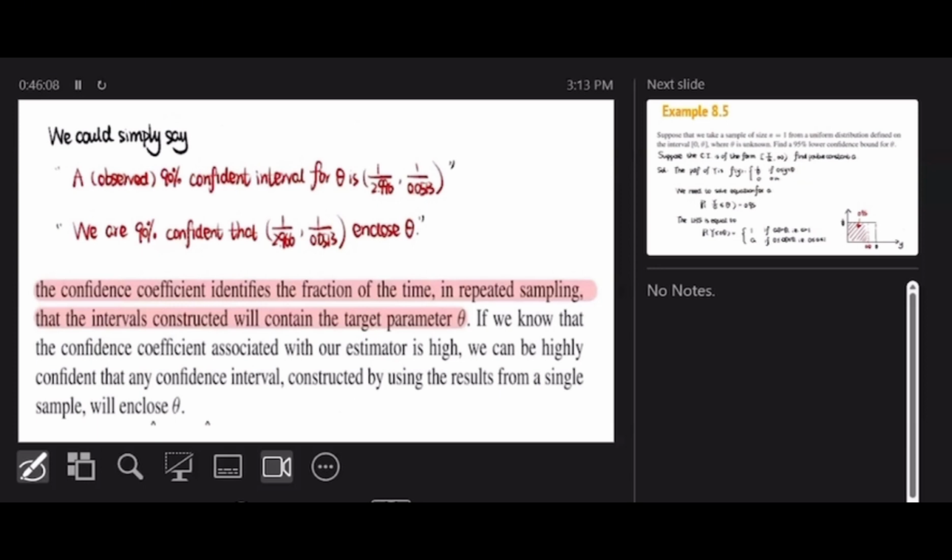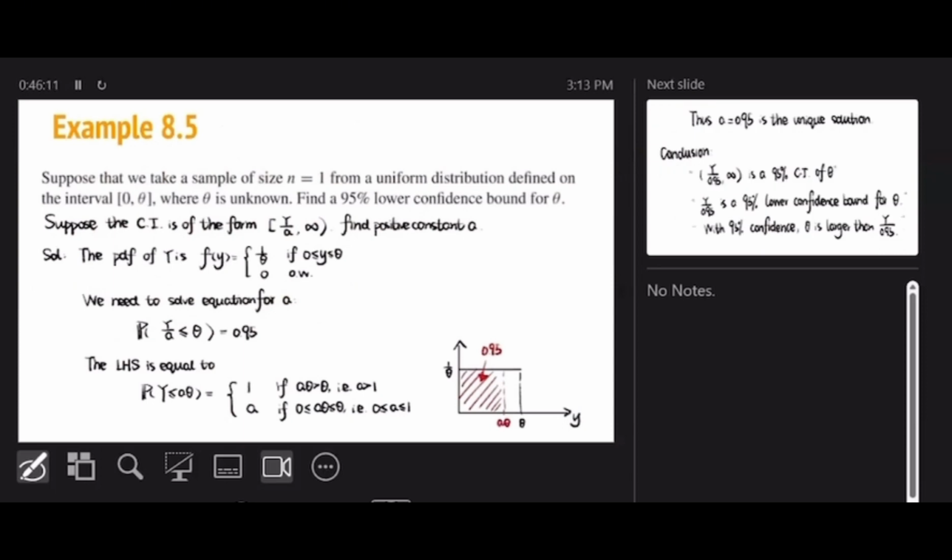Now I'm quickly going to move to another example. This time around, the other time we found A and B, right? But this time around, maybe they are not interested in two-sided. Please, I need you to pay attention. Maybe they are only interested in one-sided. Now, suppose that we take a sample of size n equal to 1 from a uniform distribution, a different distribution now, defined on the interval 0, theta, where theta is unknown. Now, find the 95% lower confidence bound for theta. 90% lower. Okay.